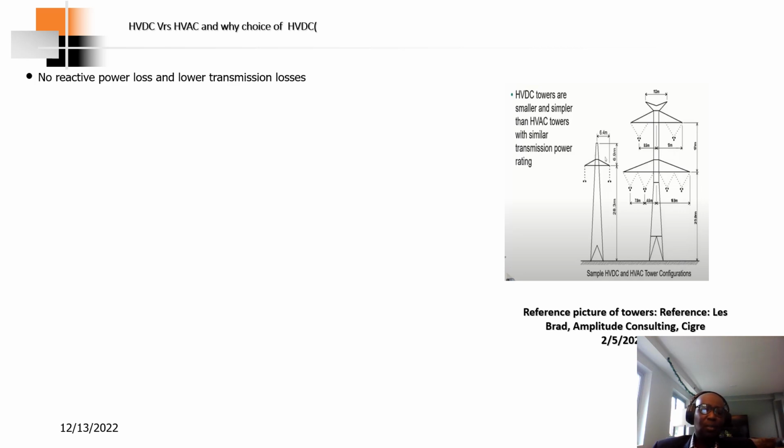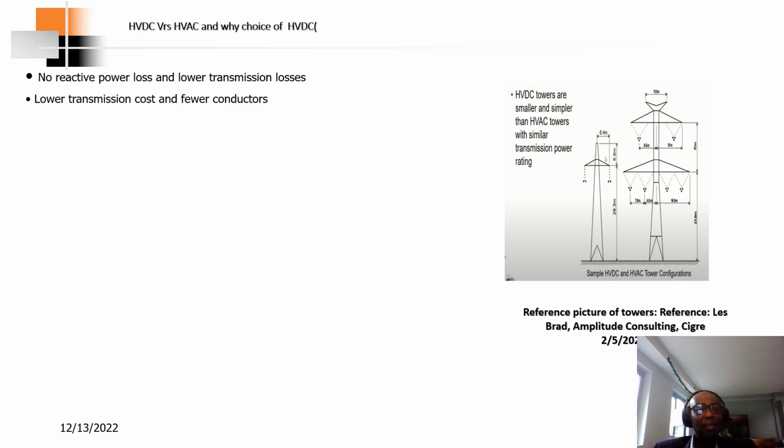Now let's talk about the comparison between HVAC and HVDC, and why the choice of HVDC. In HVDC, there's no reactive power loss and transmission losses. The reason being that it's only the resistance of the cable that is being considered, because the frequency is zero, and so as such the reactance is zero, and that also results in lower transmission losses.